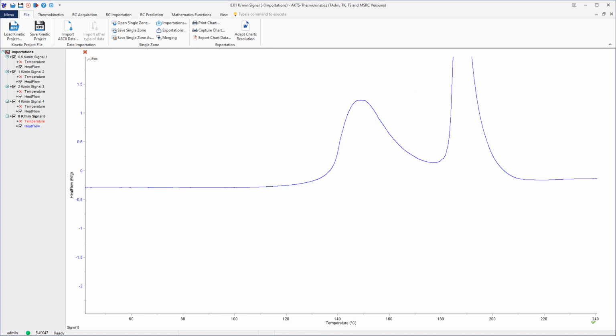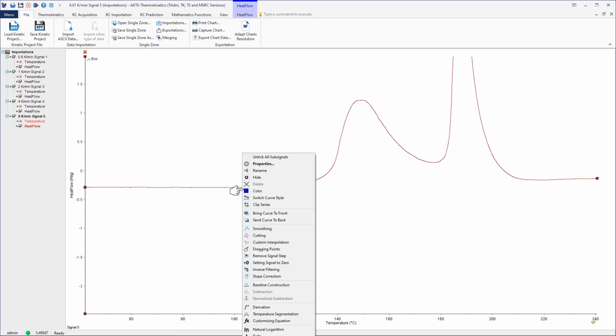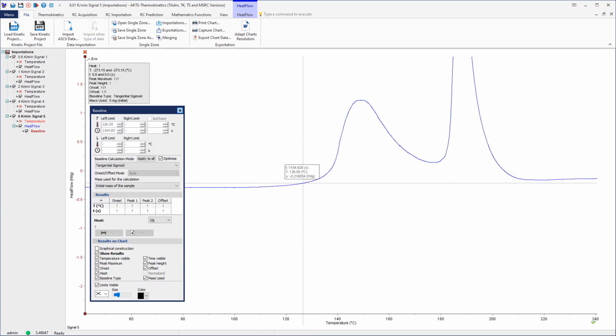The baseline construction starts with placing the cursor on the signal. The cursor icon should switch to a hand symbol, followed by the right click on the graph and selecting the option, Baseline Construction. After selecting Baseline Construction, the window Baseline opens and the type of baseline can be chosen.